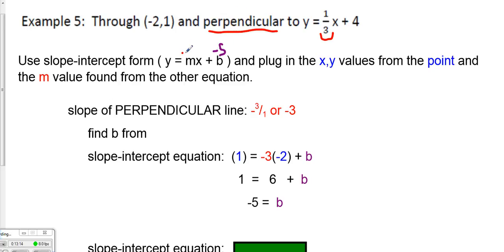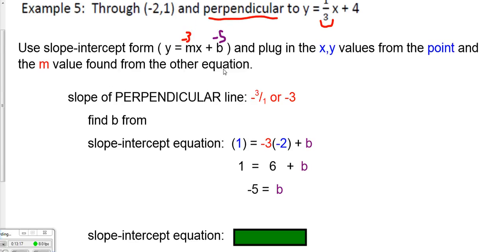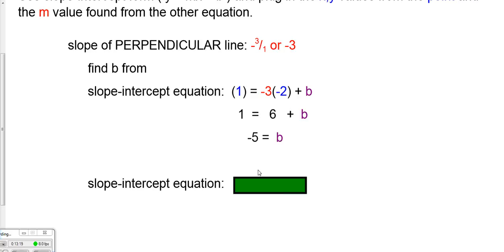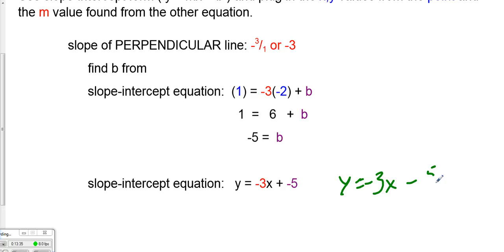So we found out -5 should go here. We found out -3 should go here for m, which means our slope-intercept form should be y equals -3x plus -5. If you want to rewrite that one, you can also call it y equals -3x minus 5. You don't have to say plus a negative. You can call it -3x minus 5. Either one will work.